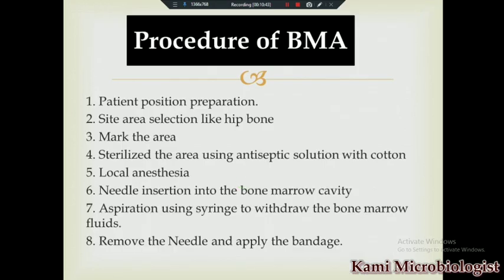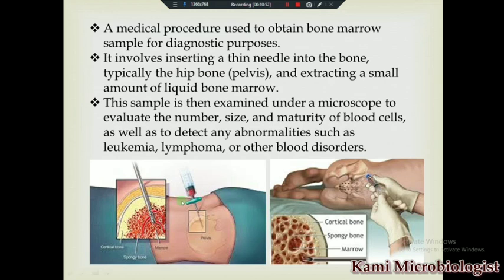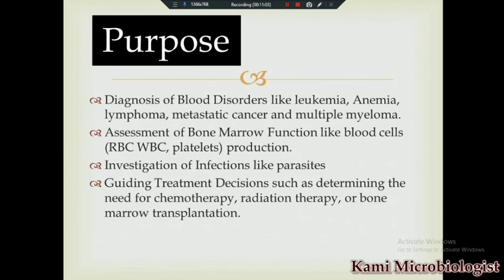Let's see the procedure of the bone marrow aspiration. First of all, the patient should be prepared in a specific position. Let me show the position of the patient. So this is the position of the patient. It should be in that position. Through this position we can easily take the bone marrow.